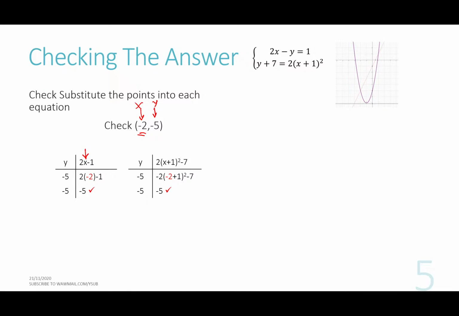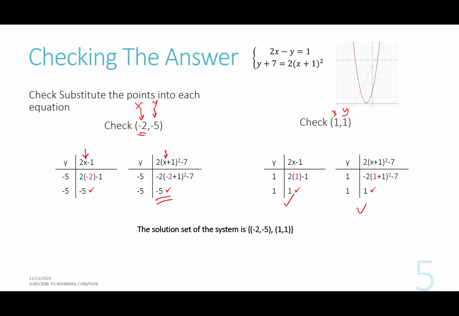Same thing if we do it to the second equation, which is y equals 2(x plus 1) to the power of 2 minus 7. We put in place of x -2, and the result will be -5, which confirms also that the result is correct. Now checking the other result, which is (1, 1), x is 1 and y is 1. You can see that in the first one the result is 1 and in the second one it is 1, which confirms that the results are correct. The solution set, as we said just before, is (-2, -5) and (1, 1). And by the way, this is how you write the answer.